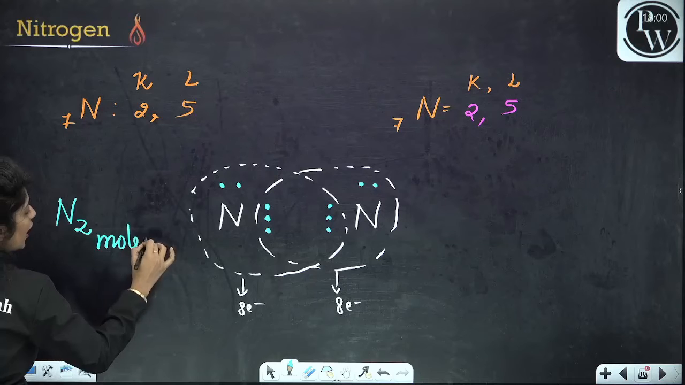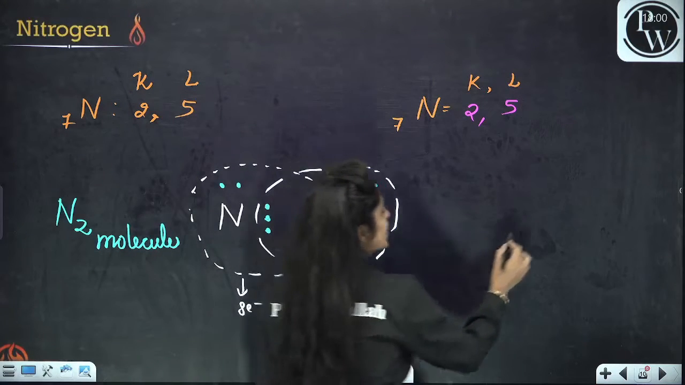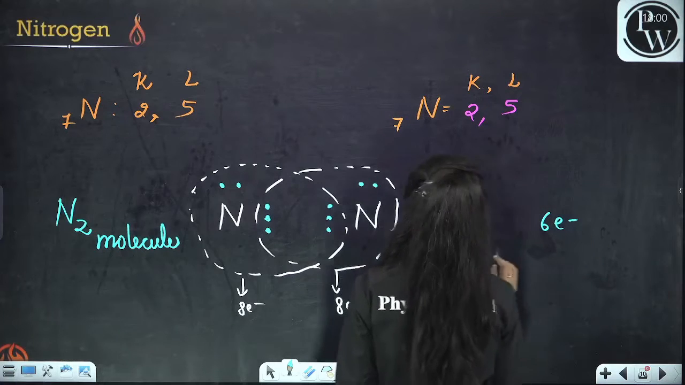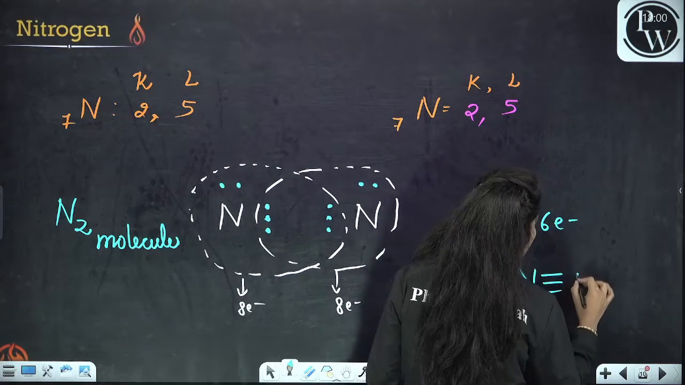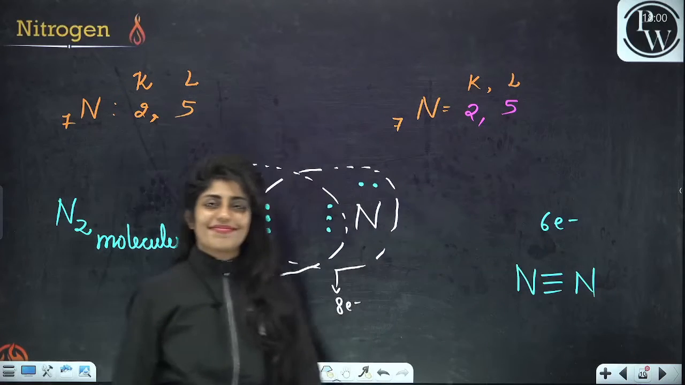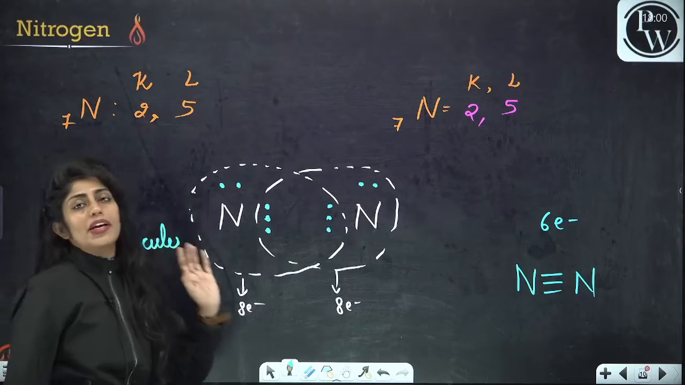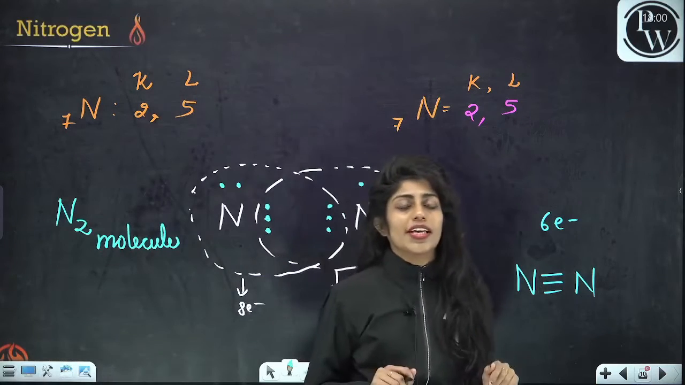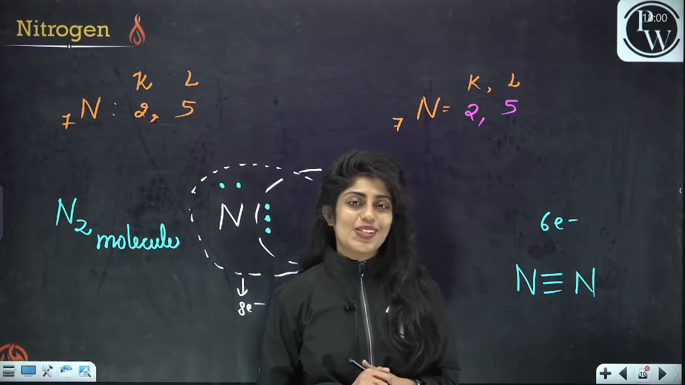Can you tell me how many electrons are shared here? So the number of electrons is 6 electrons. So what kind of bond can I form between nitrogen and nitrogen? It will be like this only. If I ask you how many lone pairs on one nitrogen are present in this molecule, do let me know in the comments what your answer is.